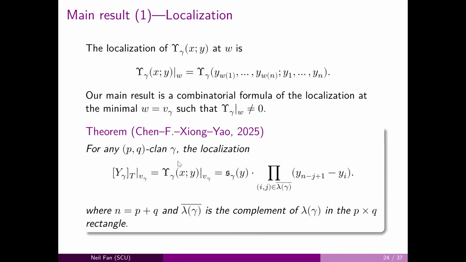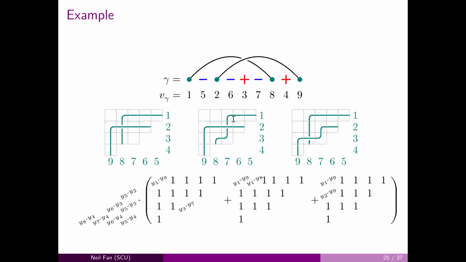The localization of upsilon gamma at v gamma is the product of the Klein polynomial of gamma with this factor. Lambda gamma is a partition corresponding to gamma, and the bar means the complement of lambda gamma in the p cross q rectangle. Let us see an example.